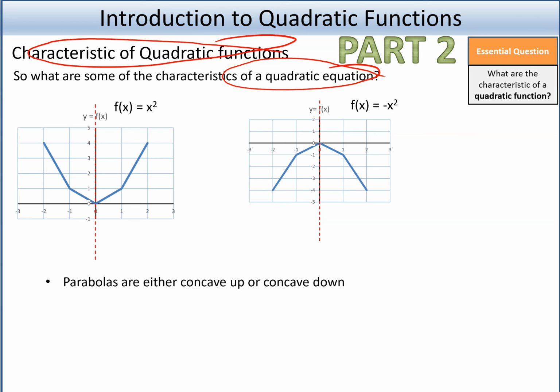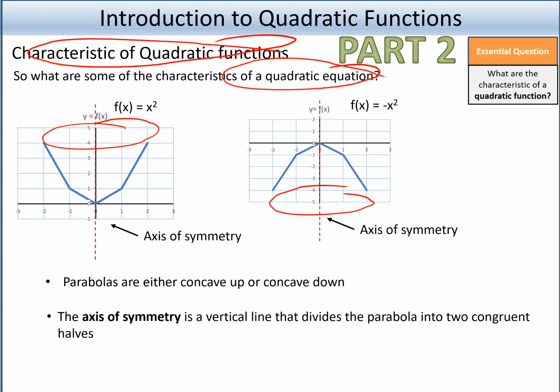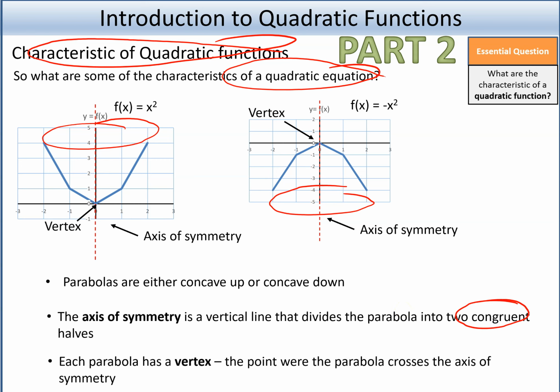We know that parabola is the name of the graph of a quadratic function. They're either concave up or concave down, meaning they're open. Concave up means it's open at the top, concave down, open at the bottom. The axis of symmetry is a vertical line that divides the parabola into two congruent or equal halves. And each parabola has a vertex, and that's the point where the parabola crosses the axis of symmetry. It's right there in the middle.